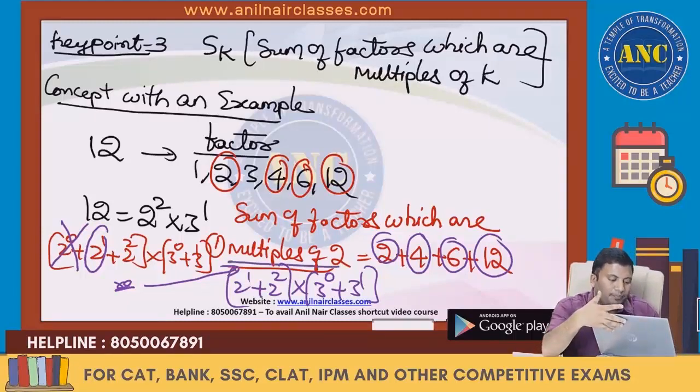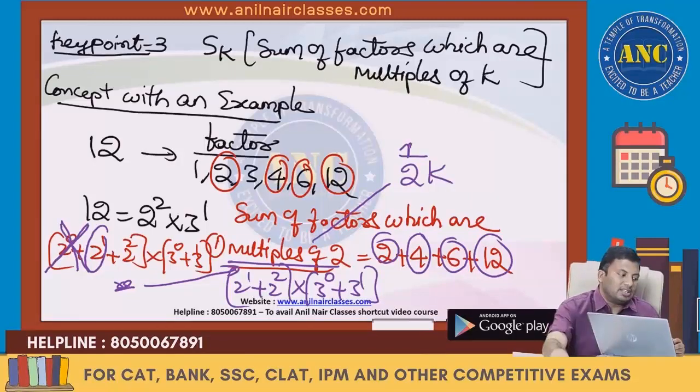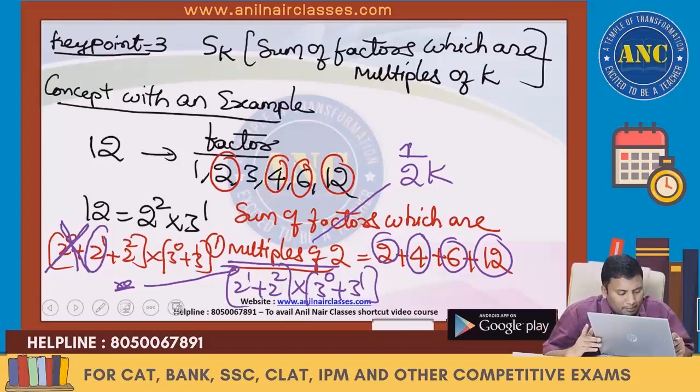Multiples of 2. Any multiple of 2 is nothing but 2k. Minimum power of 2 should be 1. So 2 power 0 is eliminated. 2 power 1 plus 2 power 2 into 3 power 0 plus 3 power 1. Few more examples. This is a very small number. Few examples.